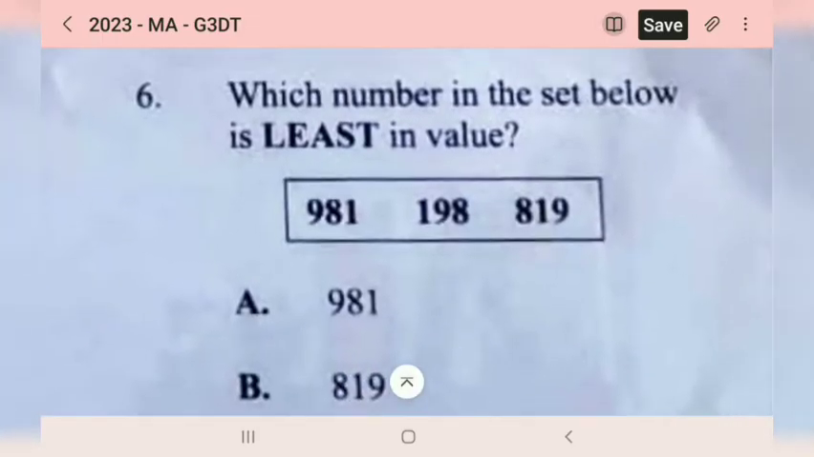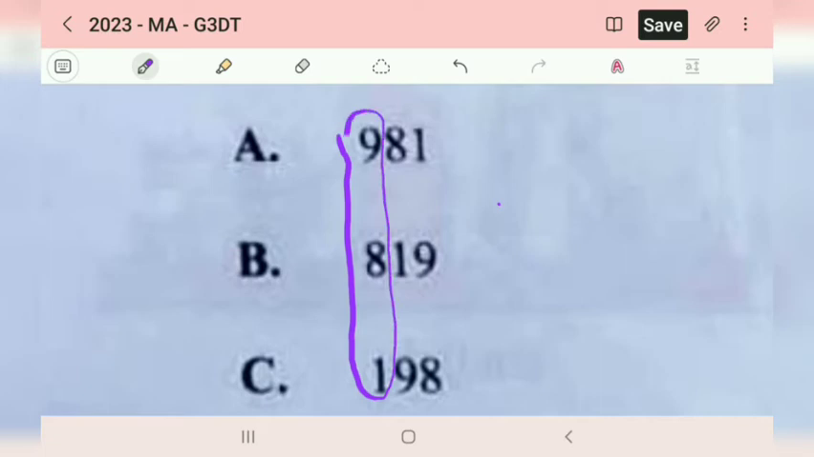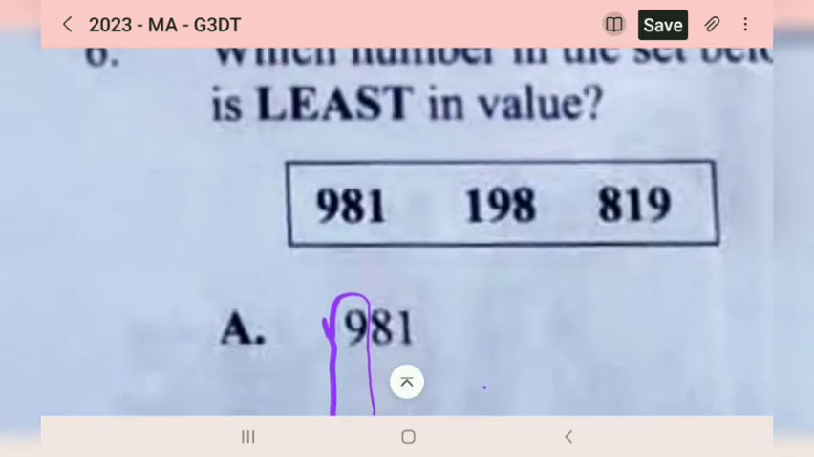Which number in the set below is least in value? Smallest, all right? Littlest, as you would say. So because we're looking at tens and ones, let's put our table. Since it's 3-digit for all of them, we're looking at the hundreds place value to determine their value. So we're looking at 9, 8, and 1, and it asks you for the one that is the least. So of 9, 8, and 1, which is the smallest?